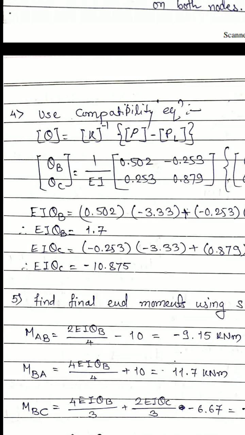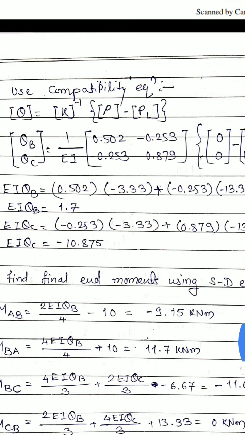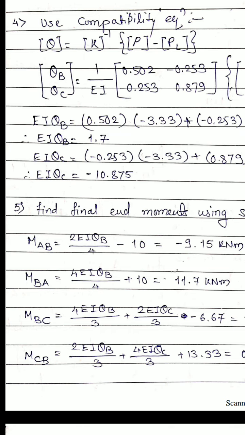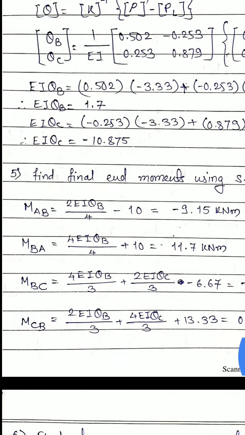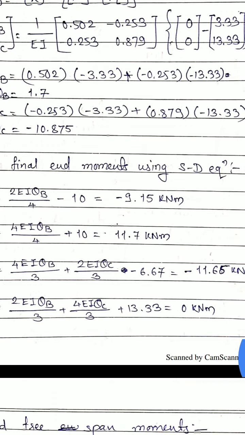So this will be your EI theta B and EI theta C. Okay, and the next is so simple. Once you find out this EI theta B and EI theta C, the next task is very simple. You have to find out the final end moments, but for that you have to use your slope deflection equation. You have seen what the slope deflection equation is.